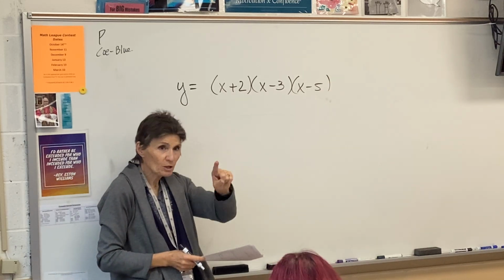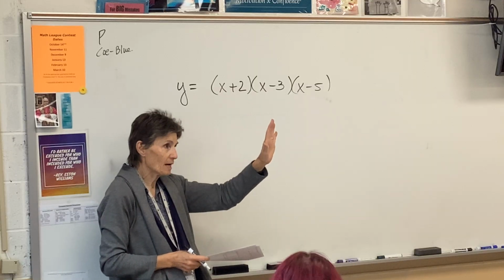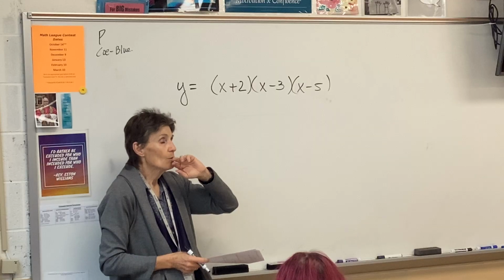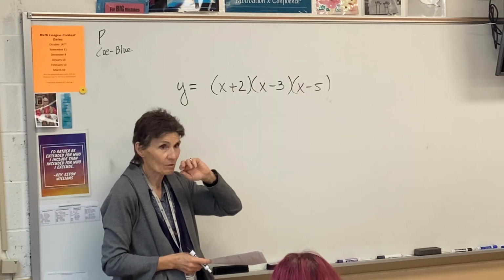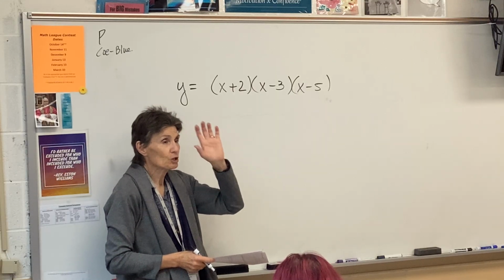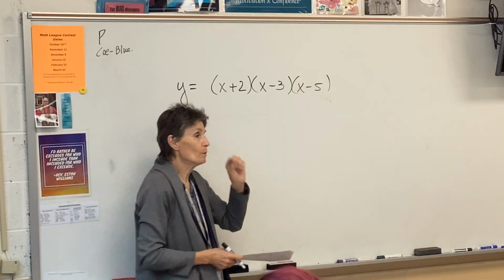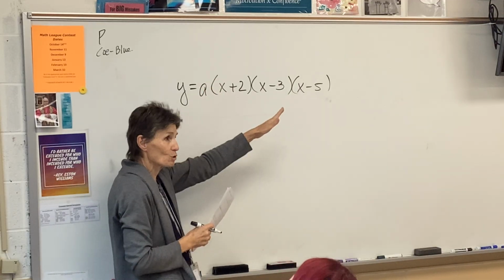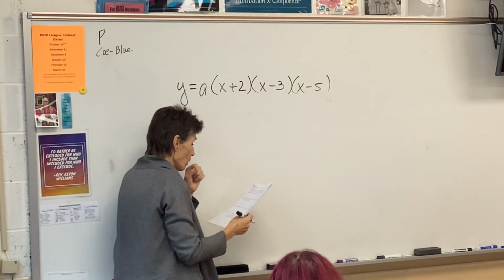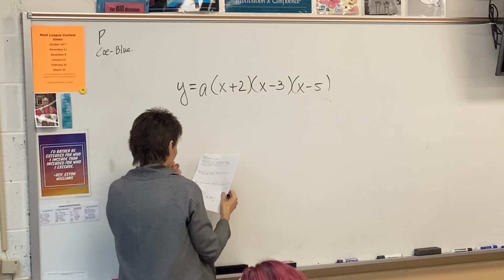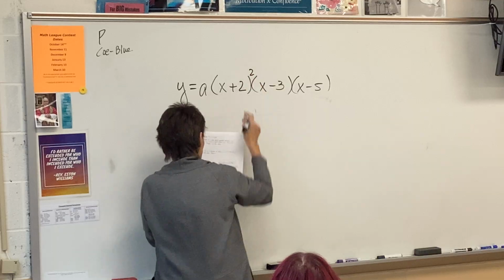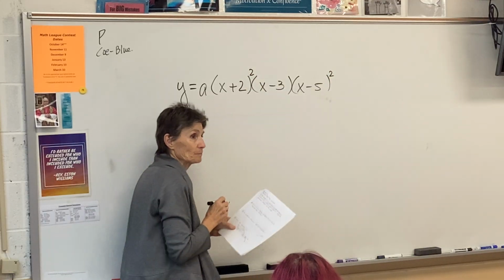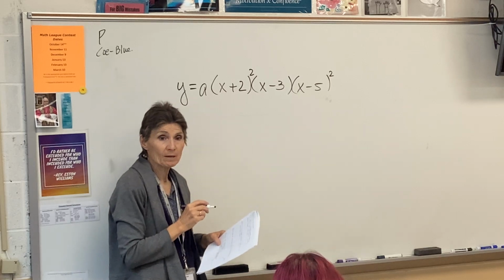Now, step 2. This is the one we forget sometimes. What is step 2? You gotta put the squares. You need to put your powers on. You will not get the right number out here in front if you don't have squares on here. So which ones are going to get squares? The x plus 2 and the x minus 5. Is that okay with everybody?